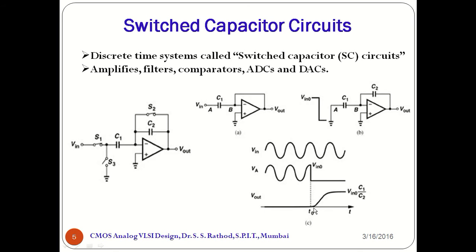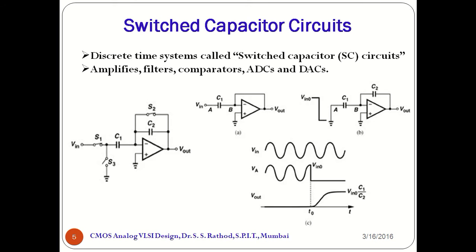Now next, at time t equal to 0, let us turn off S1 and S2, and S3 is turned on. This pulls the node A to the ground, which is shown in figure B. Since Va changes from Vin 0 to 0, the output voltage must change from 0 to Vin 0 C1 by C2.